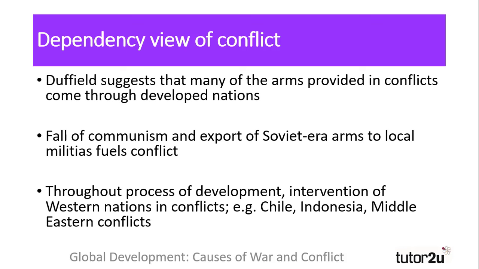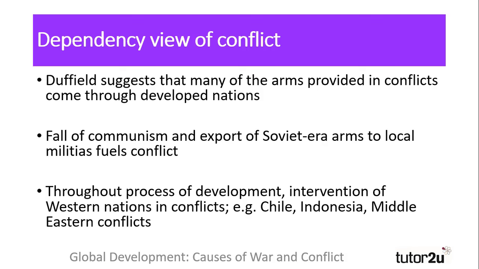A further intervention by developed nations is through arms trafficking. Duffield suggests that many of the weapons involved in conflicts in the developing world are supplied by developed nations. As Misha Glenny outlined, the fall of communism led to the increased trade in Soviet-era weapons to militias in Central Africa and South America, which are used in conflicts in those regions. Prior to the fall of communism, there was Western intervention in many conflicts across the globe to ensure that governments were ideologically similar to those in the West.